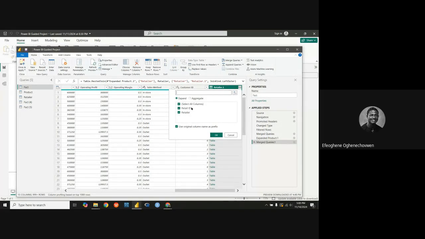So the question here is, what should I leave? What is the linking key to this table? I want to link it by the retail ID. So I unselect all and click on the retail ID. The primary key is what I want to join with the foreign key. Do we understand?